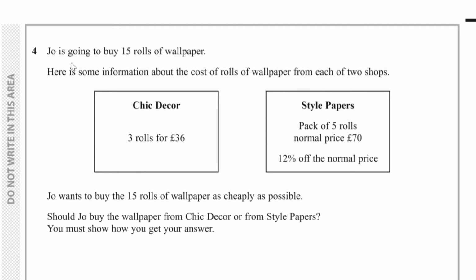Question number 4. Joe is going to buy 15 rolls of wallpaper. Here is some information about the cost of rolls of wallpaper from each of 2 shops. With Chick Decor, we've got 3 rolls for £36, and for Style Papers, pack of 5 rolls, normal price is £70, and we have 12% off the normal price. Joe wants to buy the 15 rolls of wallpaper as cheaply as possible. Should Joe buy the wallpaper from Chick Decor or from Style Papers? You must show how you get your answer.